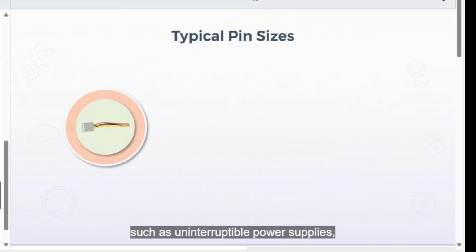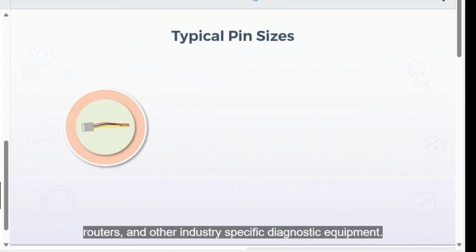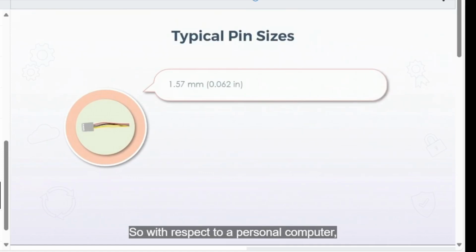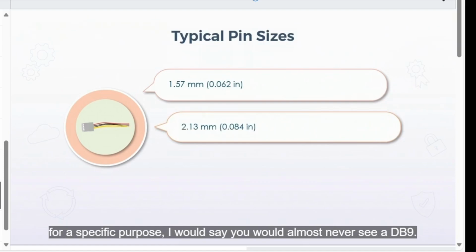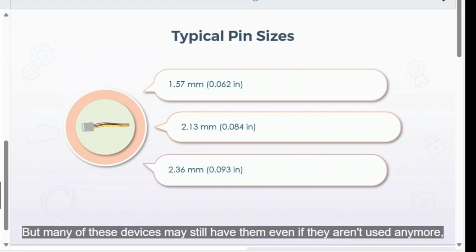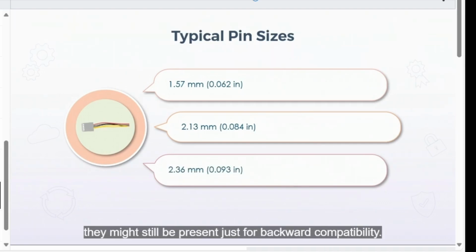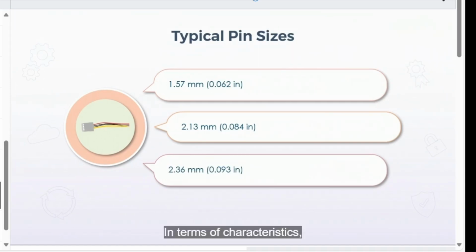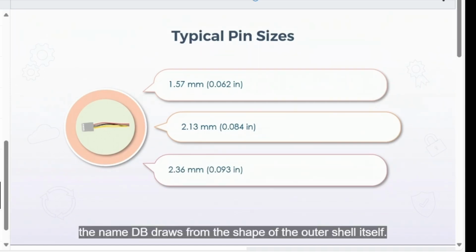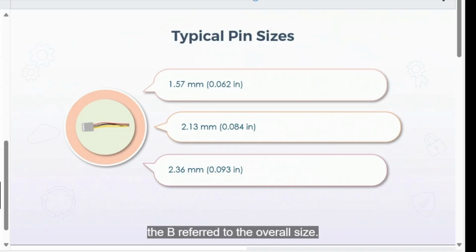Now, in terms of the pins that you would see, there were different sizes, again, depending on the device. But the typical pin sizes were 1.57 millimeters or 0.062 inches, 2.13 millimeters or 0.084 inches, and 2.36 millimeters or 0.093 inches. Now, the distinction between these sizes, again, really came down to what the device type was, but the primary difference between those sizes was the amount of current it could carry. The 1.57 millimeter pin was the lowest at 5 amps, while the 2.36 could carry the most at 8.5.